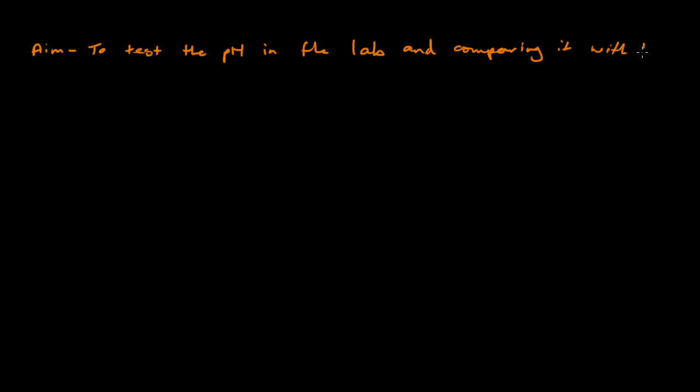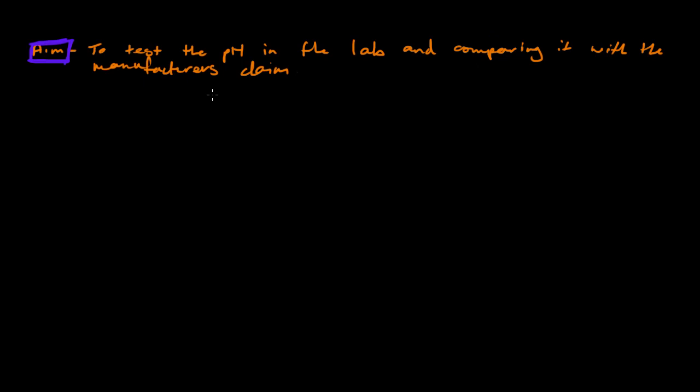So for me, the aim that I'm going to choose to have here is something like this. It's to test the pH in the lab and comparing it with the manufacturer's claim. Okay, so that's our aim, and basically that's what we're going to be trying to do. We're going to be testing the pH of our product, which is most likely shampoo, and we're going to compare it with the manufacturer's claim.